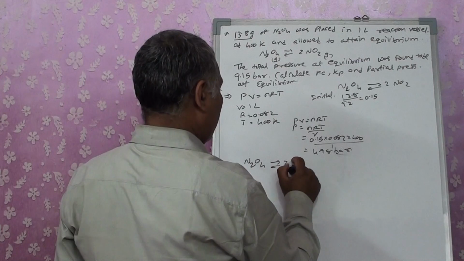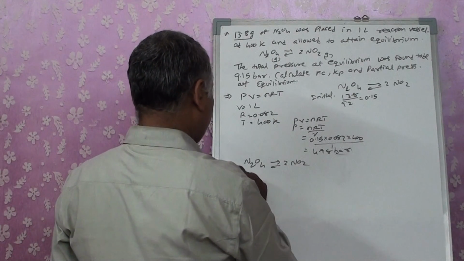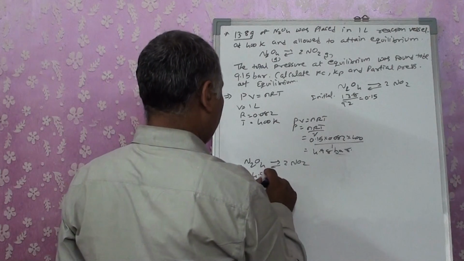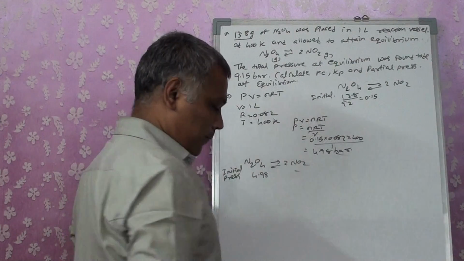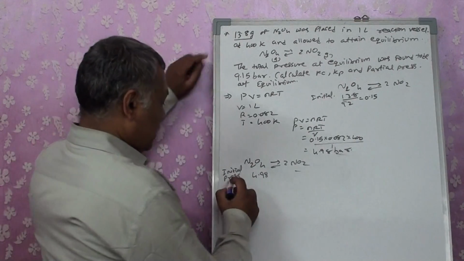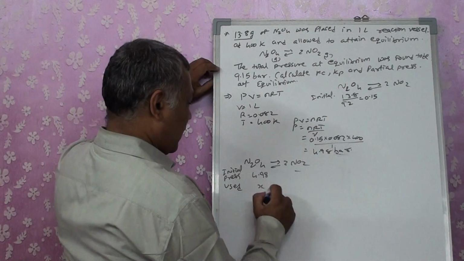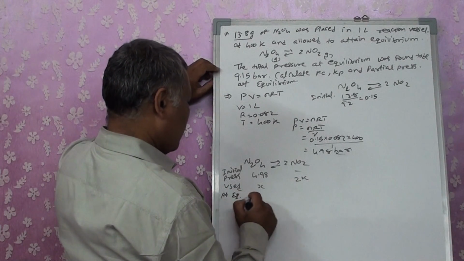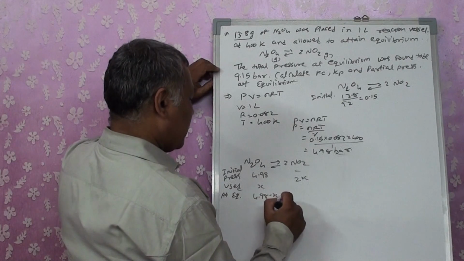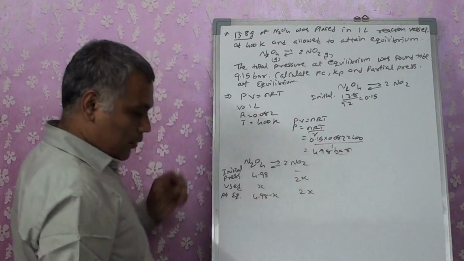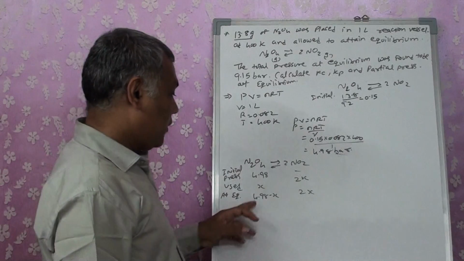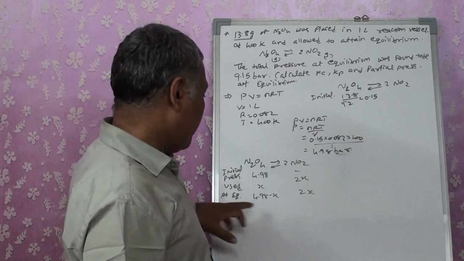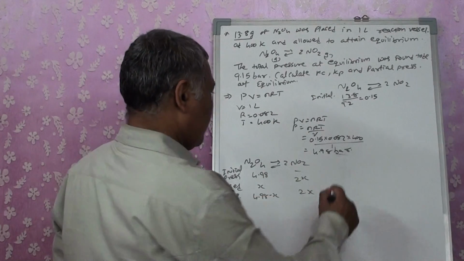N2O4 twice NO2, initial pressure 4.98 bar. At that time nothing has reacted, so with x reacting, this one will become 2x. So at equilibrium it is 4.98 minus x, and this one will become 2x. This is what we got. Now what will be the total pressure at equilibrium?